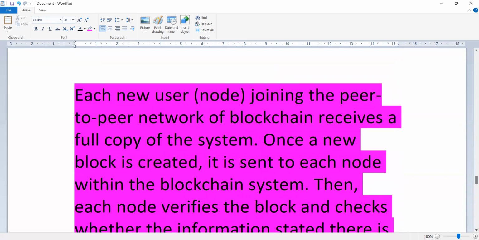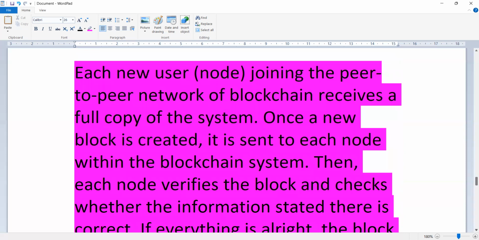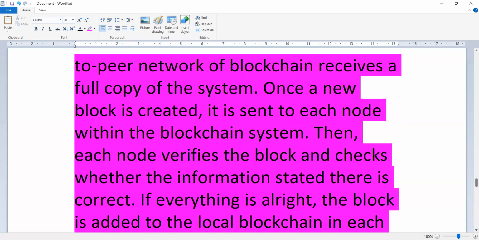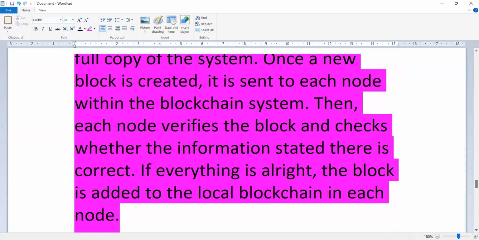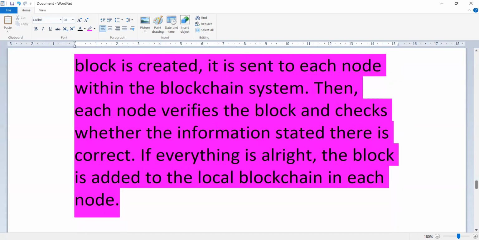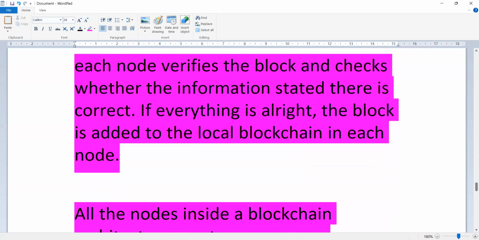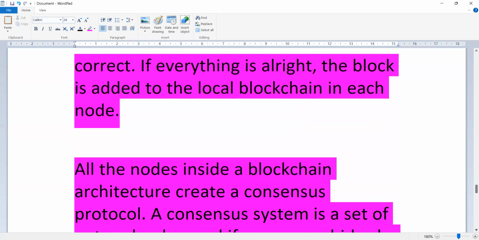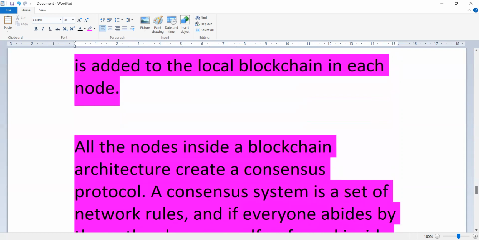Each new user node joining the peer-to-peer network of a blockchain receives a full copy of the system. Once a new block is created, it is sent to each node within the blockchain system. Then each node verifies the block and checks whether the information stated there is correct. If everything is all right, the block is added to the local blockchain in each node.